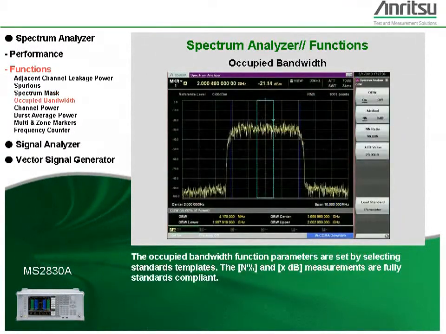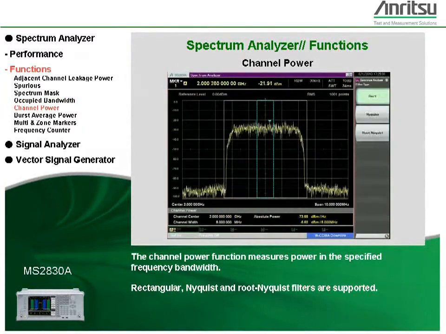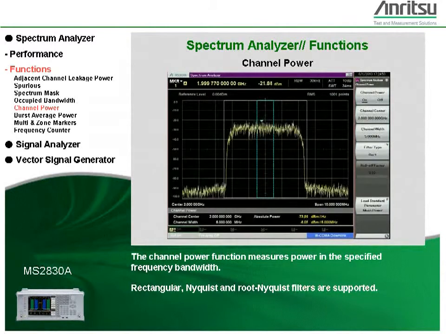The occupied bandwidth function parameters are set by selecting standards templates. The N% and XdB measurements are fully standards compliant. The channel power function measures power in the specified frequency bandwidth. Rectangular, Nyquist, and root Nyquist filters are supported.